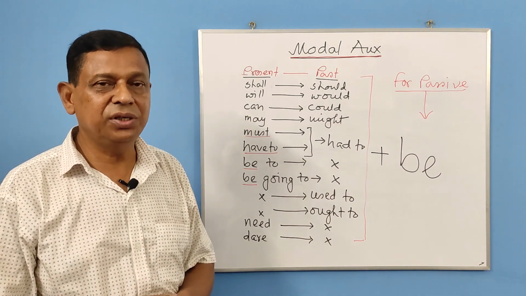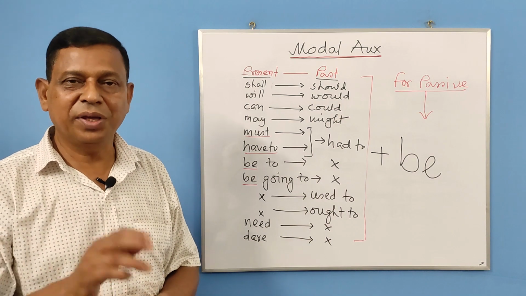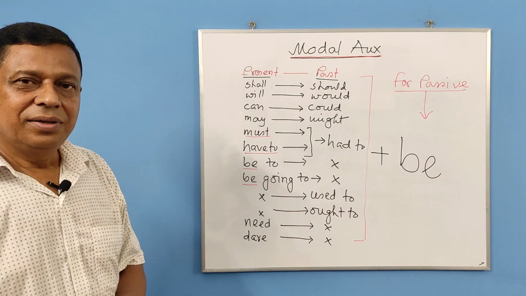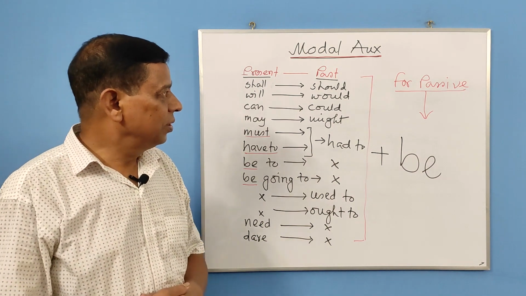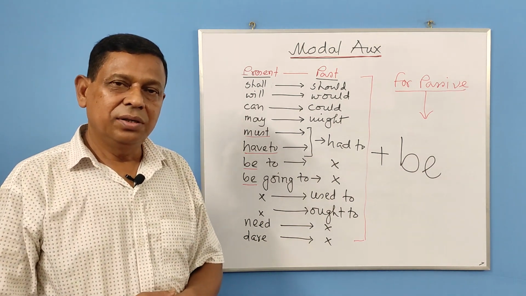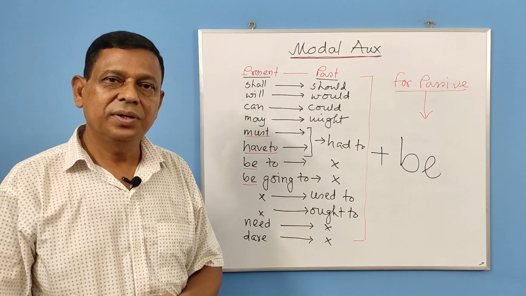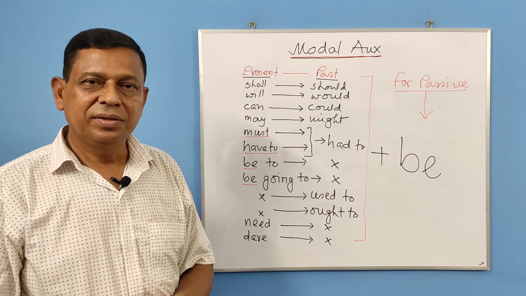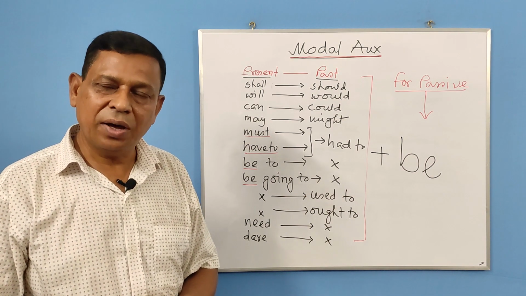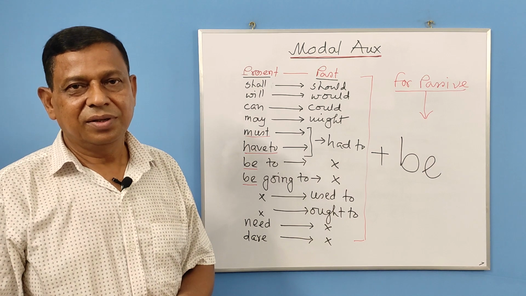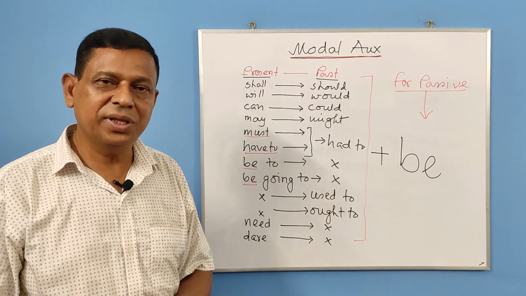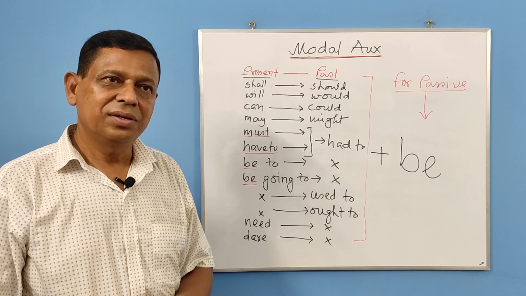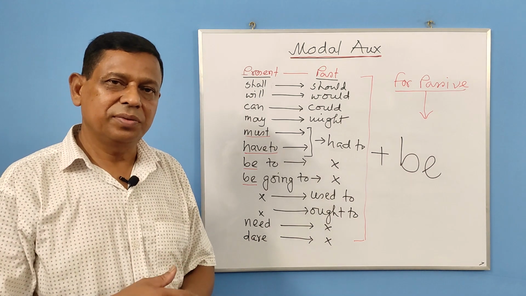What's the difference between should and ought to? I am giving you two examples. Rohan should love his country, and Jisan ought to love his country. Jisan loves more than the first boy.